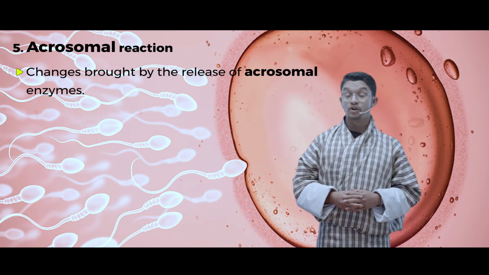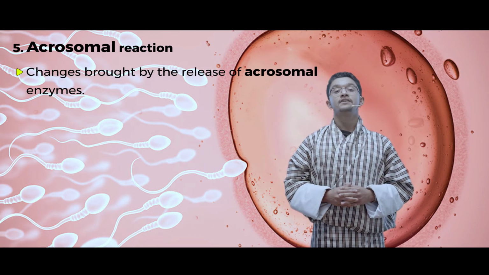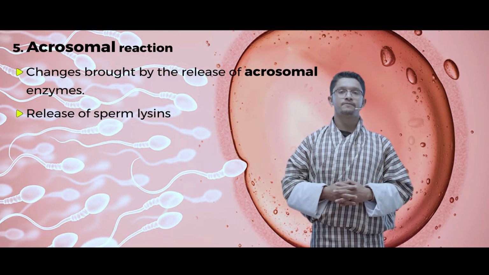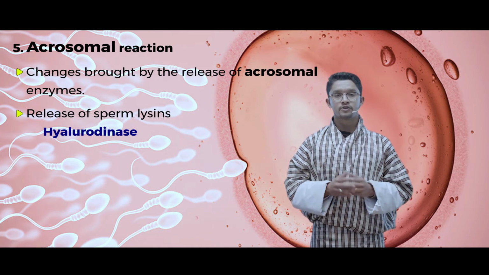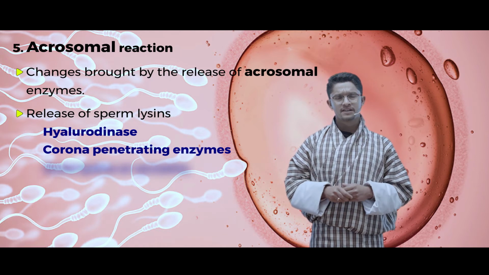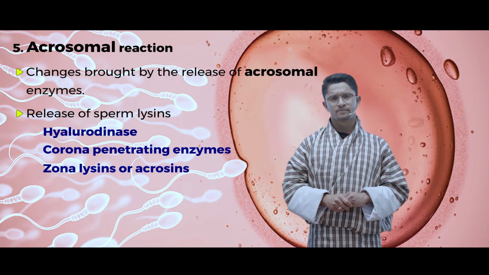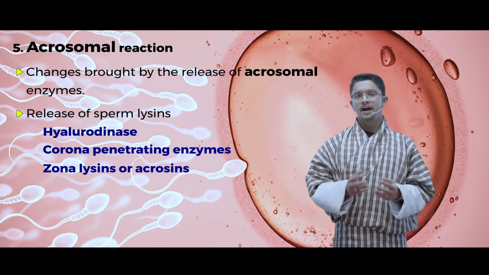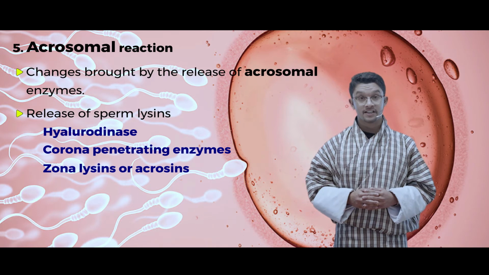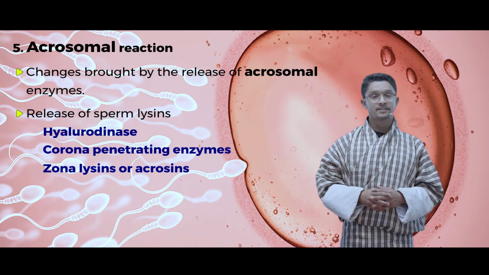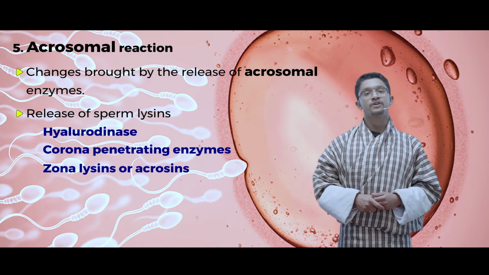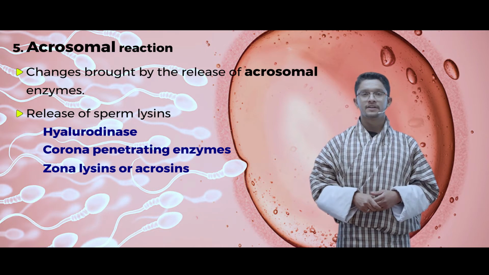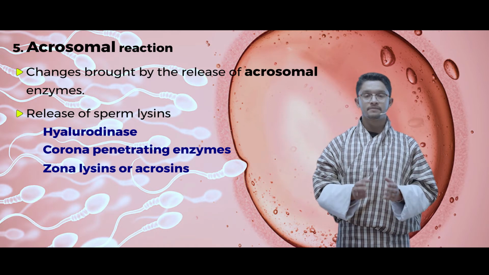Once the sperm comes in contact with the corona radiata, the acrosome opens up and the enzymes in the acrosome are released. There are enzymes like hyaluronidase, corona penetrating enzymes, zona lysins or acrosins. The first enzyme, hyaluronidase, breaks down the hyaluronic acid which connects the cells of corona radiata. It makes the cells free, creating a loose environment. And the corona penetrating enzymes will break down the cells, creating the path for the sperm. And that will help the sperm to move in.